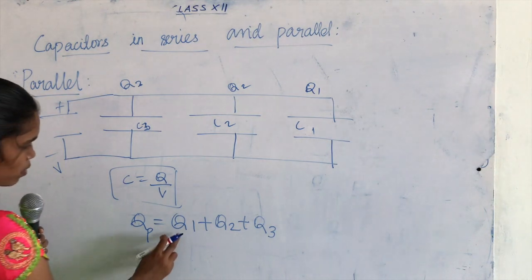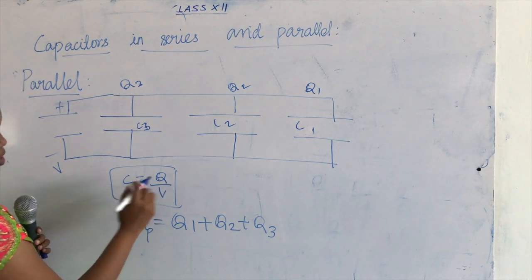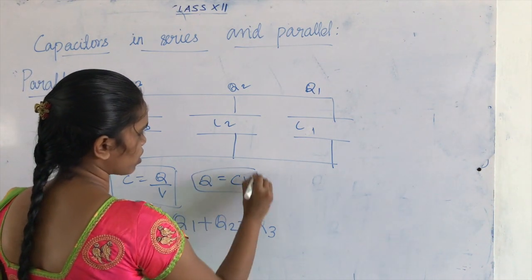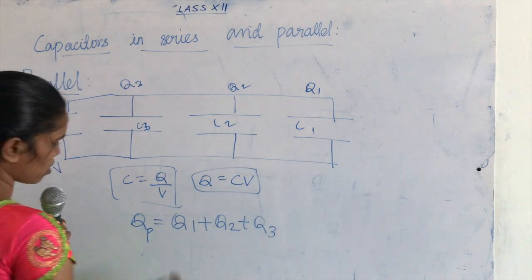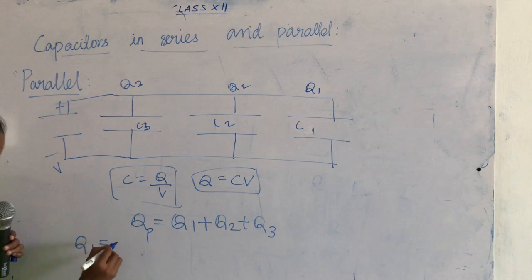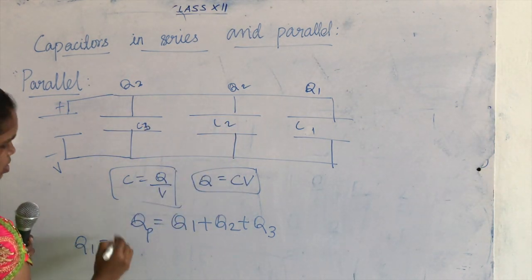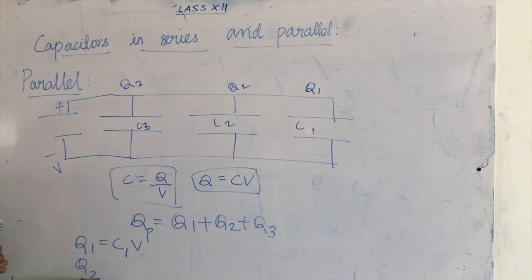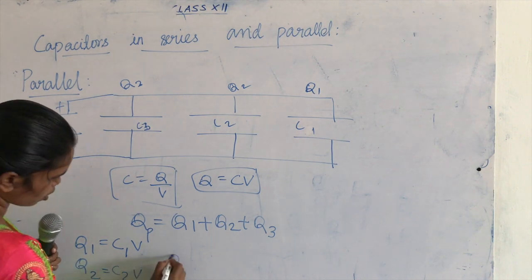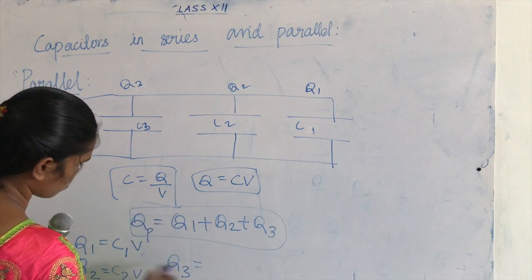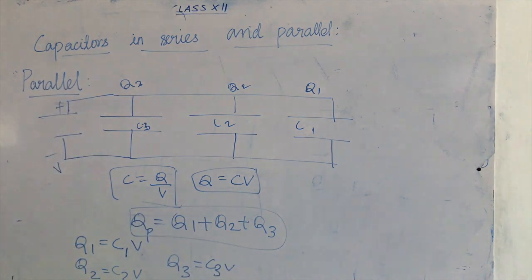Right. What is Q equal to? Q equal to CV. Okay? Right? Q1 equal to C1V, since V is constant. Then Q2 equal to C2V. Q3 equal to C3V. Okay?